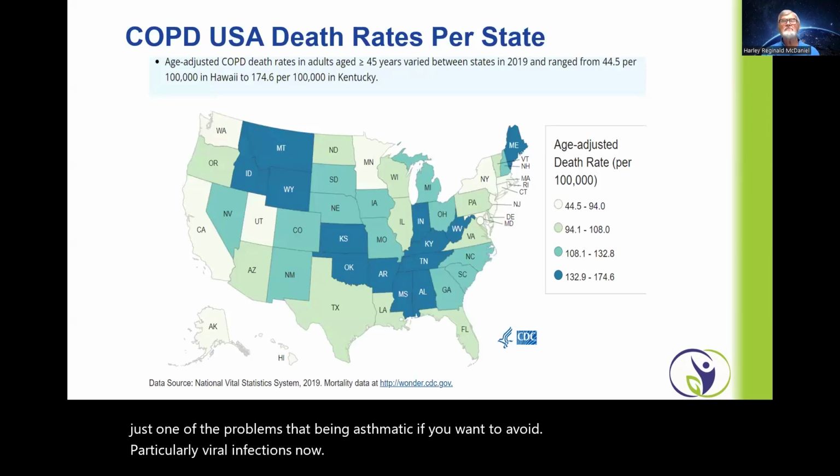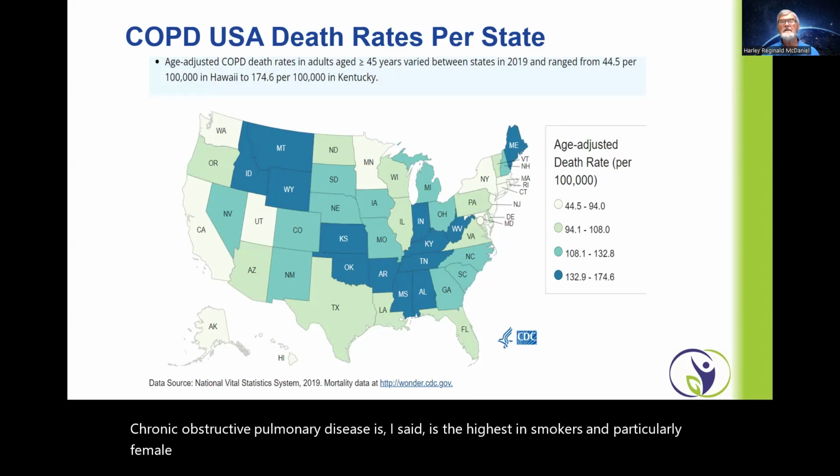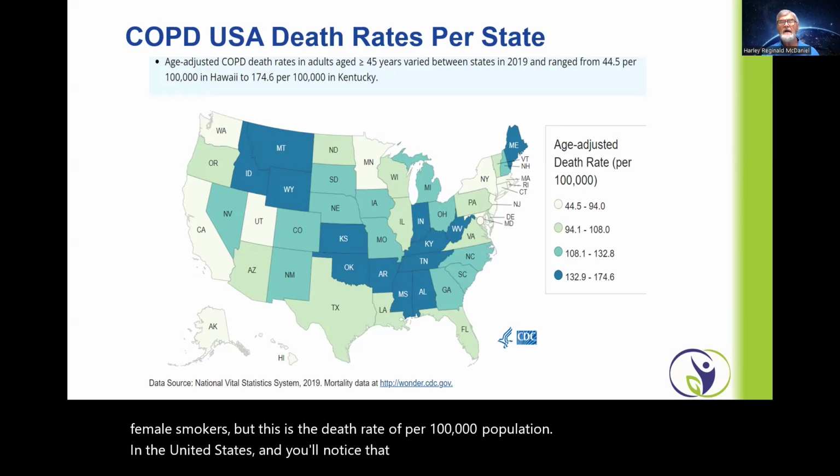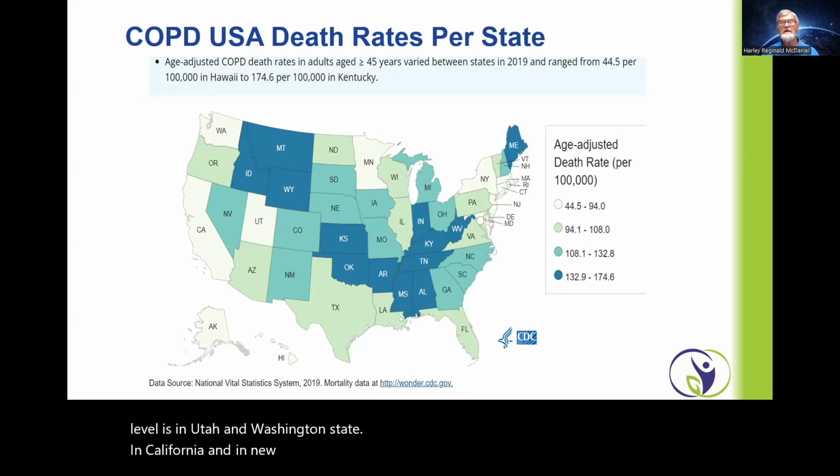Now, chronic obstructive pulmonary disease, as I said, is the highest in smokers, and particularly female smokers. But this is the death rate per 100,000 population in the United States. And you'll notice that the highest level is in the dark blue, and the lowest level is in Utah and Washington State, in California, and in New York. And I don't know why it is.